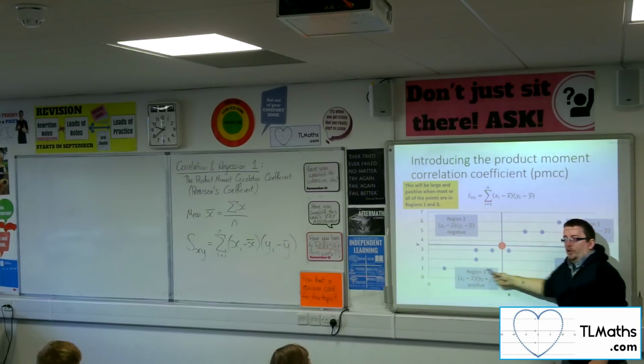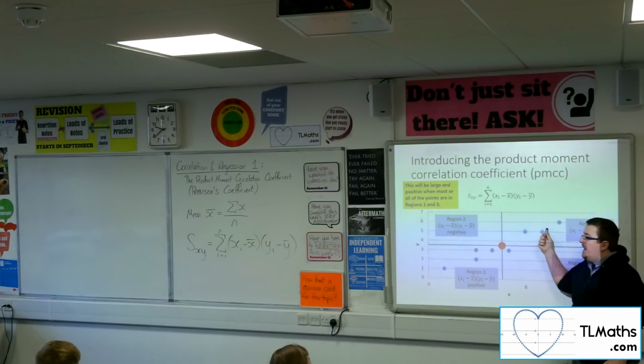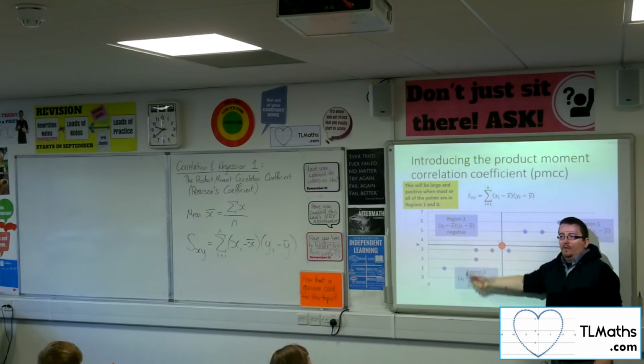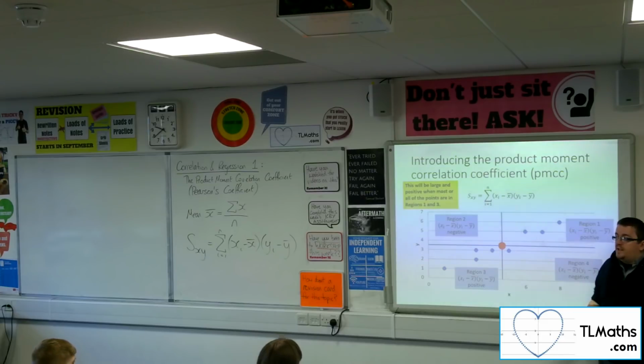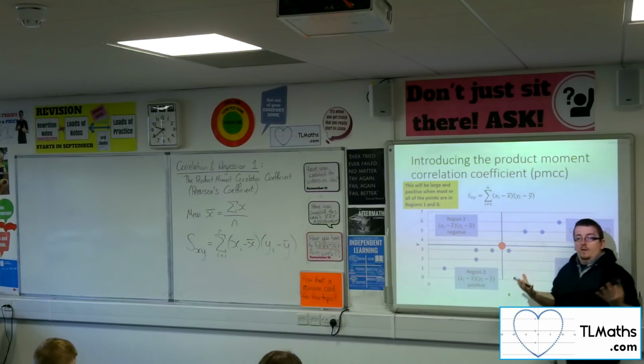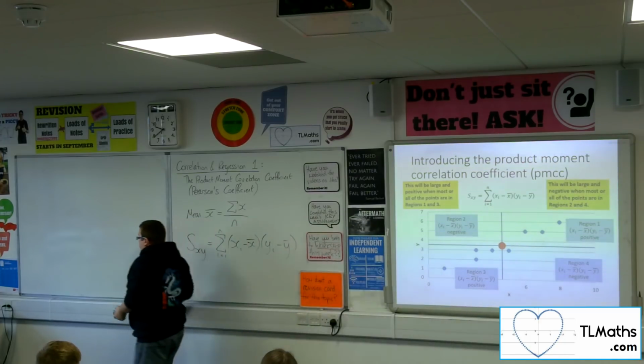And if they were all over the shop, then I'd have positive values cancelling out with negative values, positive cancelling out with negative, and so they pretty much add up to something that's close to 0, which is neither positive nor negative. So that would probably represent no correlation. So that kind of fits. That kind of makes sense.